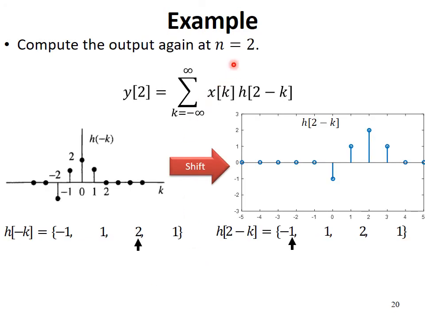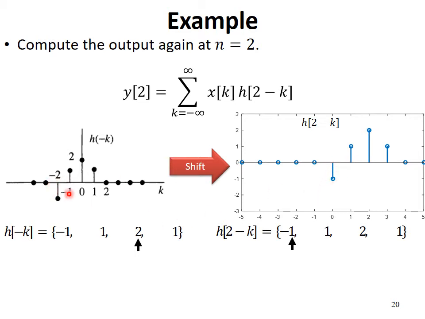Now let us choose another value of n, which is n equal to 2, and find out the response. So now x of k would be multiplied with h of 2 minus k. So h of minus k now would be shifted 2 units towards right. So this is h of minus k, and we'll shift h of minus k 2 units towards right. It means the sample at 1 would now be the sample at 3. The sample at 0, which is 2, now would be at k equal to 2, right? And the sample at -2 would be the sample at 0.